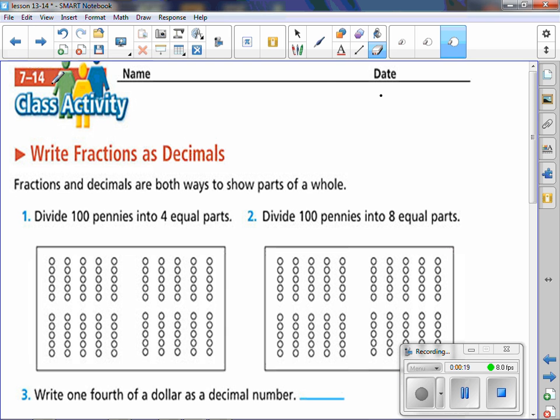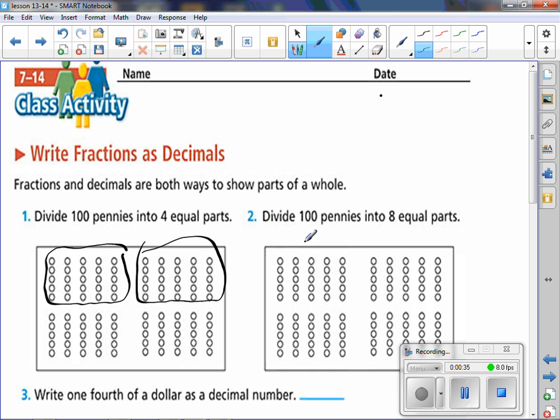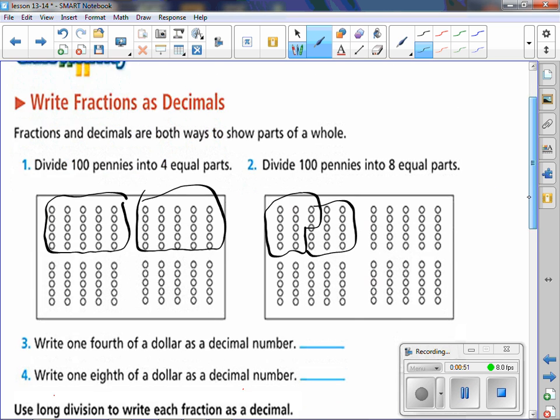Okay, this is just looking at fractions as decimals and how you could break those apart. So if we took 100 pennies and we divided them by 4 or broke them into 4 parts, right, we would have 25 pennies in each little section here. Okay, you can circle all of those. Whereas if we break them into 8 parts, we actually have to cut a penny in half, cut this penny in half, and break them up. Okay. So you can kind of see how those divide up. You can finish cutting your pennies if you would like to.